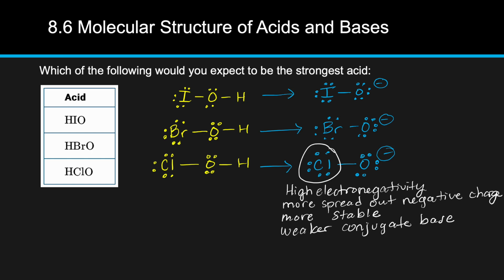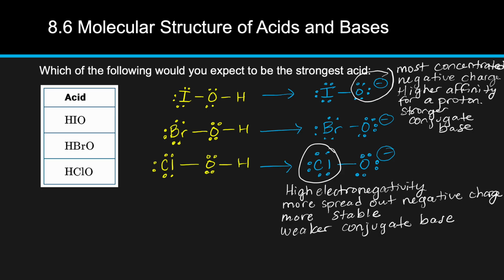And then comparatively, iodine out of these three halogens is going to be the lowest electronegativity, which means this oxygen is going to have the most concentrated negative charge, which means it's going to have a higher affinity for a proton. So if ClOH creates the weakest conjugate base of the three, then that means that is going to be our strongest acid out of our three options.